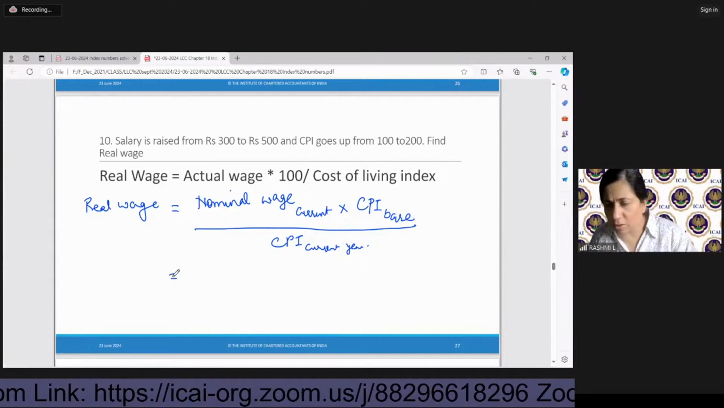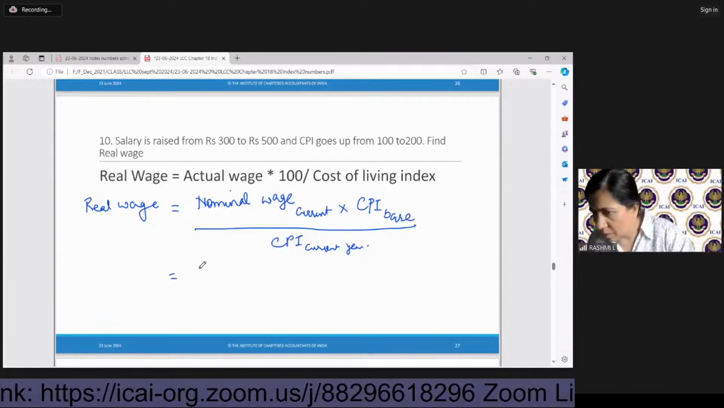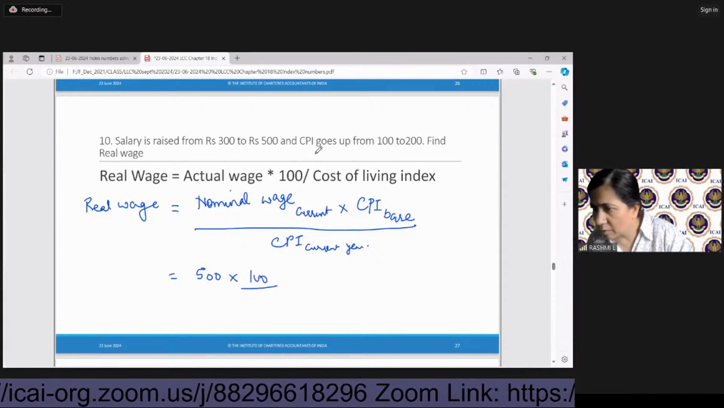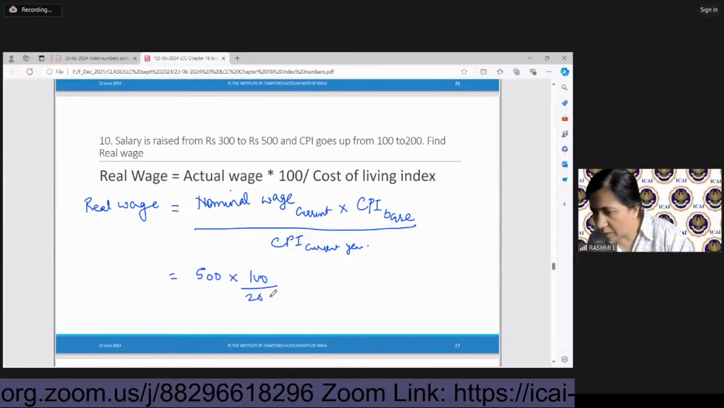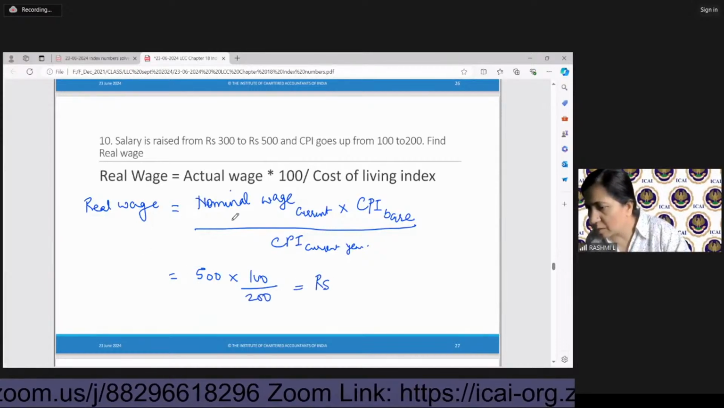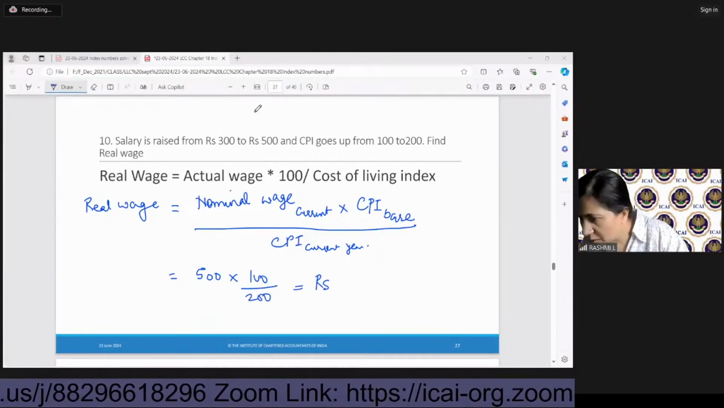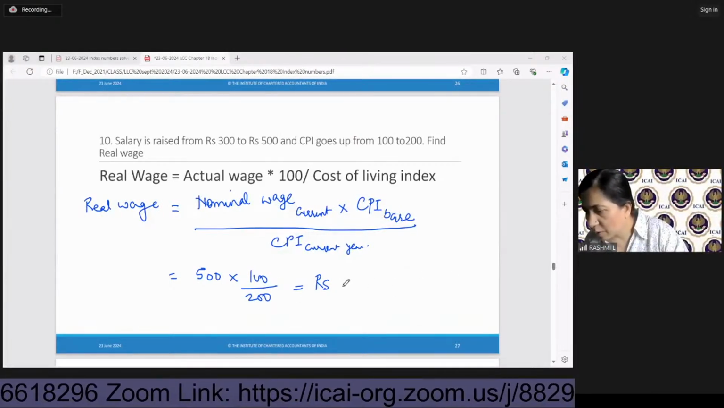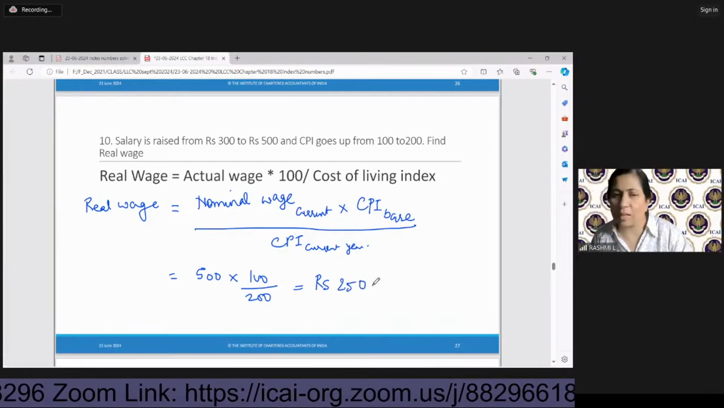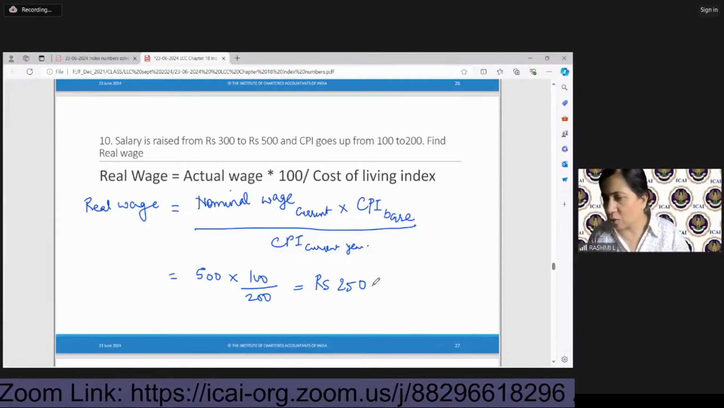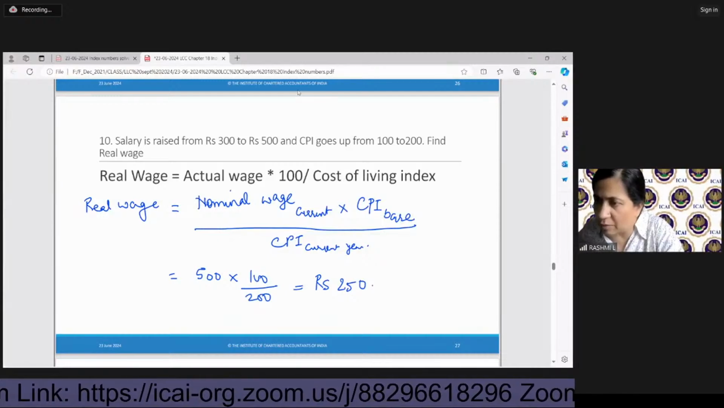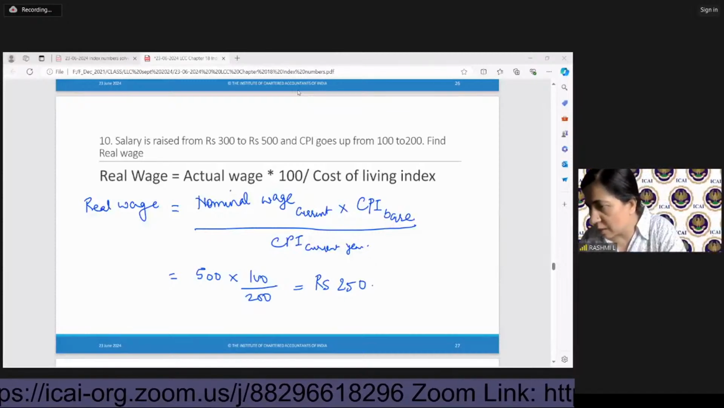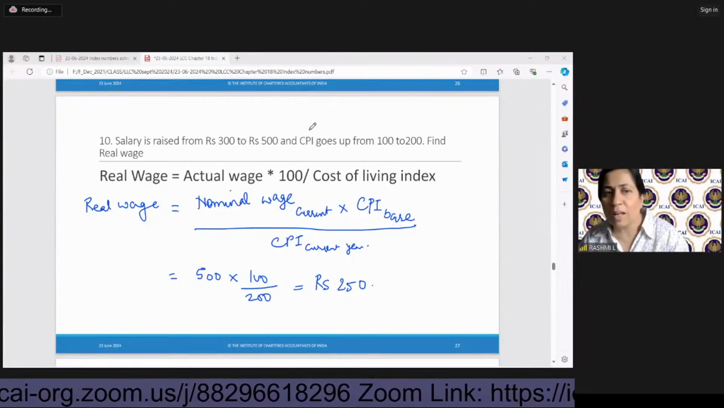So this is how much? 500 into 100 upon 200. So rupees, how much is this? 250. Yes, 250. Not 600. 250. 500 into 100 upon 200. So 250. So you can use the actual formula, which I think you've already done in your economics, and that we are using here. So you can see all the subjects are linked together.